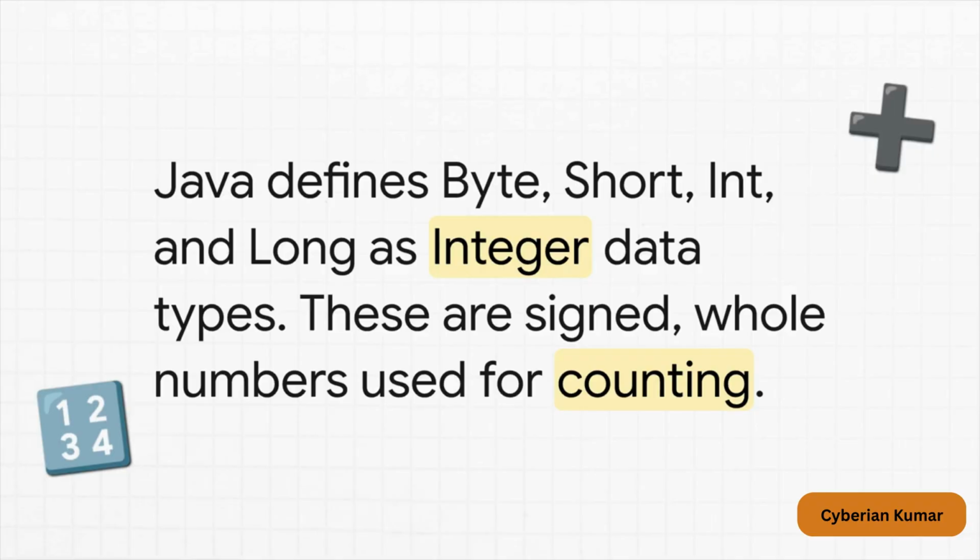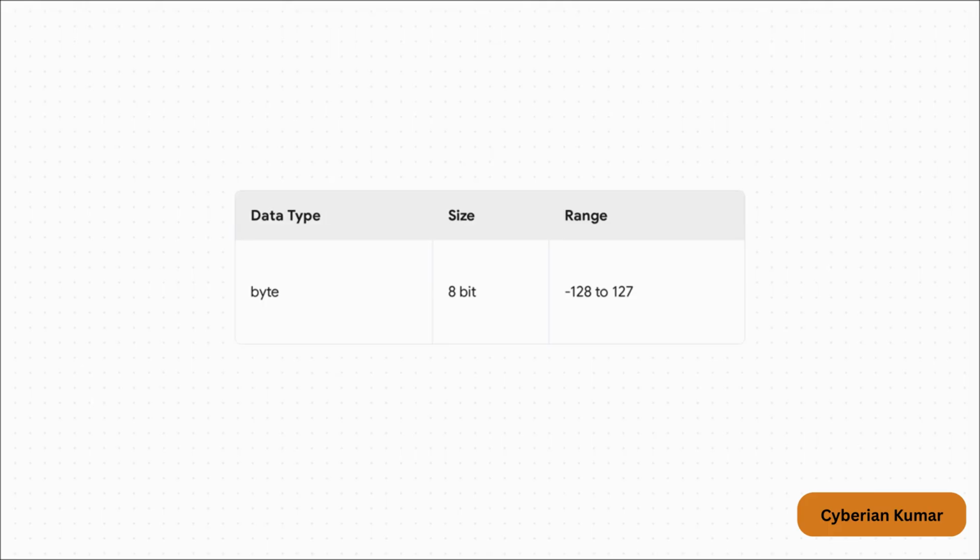We use them for counting stuff, like 10 students in a class, 365 days in a year, or maybe -5 degrees outside. Let's take a look at a few of the most common sizes. We'll start with the smallest one, the byte. Now, because it uses so little memory, it's super efficient. So if you know for a fact that your number is going to be pretty small, say between -128 and 127, like a person's age, using a byte is a smart move. It saves space and can actually make your program a little bit faster.